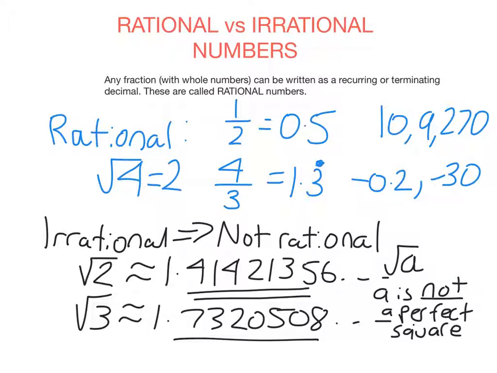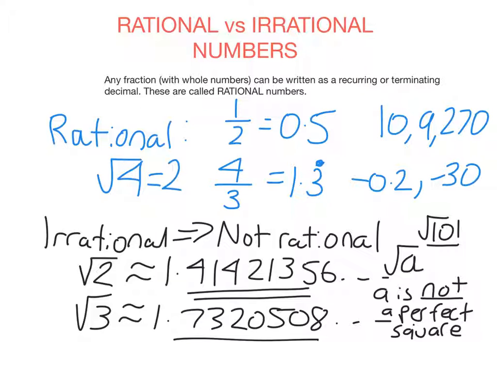Remember, perfect squares are 1, 4, 9, 16, 25. Because 1 times 1 is 1, 2 times 2 is 4. That's why 1 and 4 are perfect squares. So 80 is not a perfect square, therefore the square root of 80 will be irrational. I know 100's a perfect square, so square root of 100, which is 10, is rational. Square root of 101, that would be irrational because 101 is not a perfect square. So what we do is we usually write it like this because this is exact form and it's a lot easier than writing out all the decimal numbers.